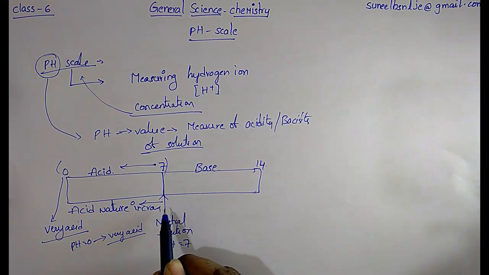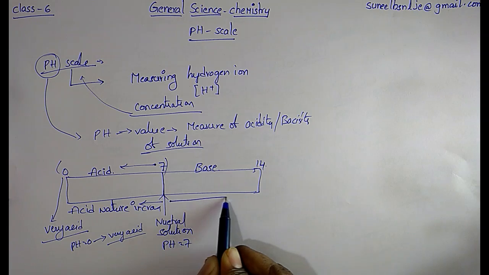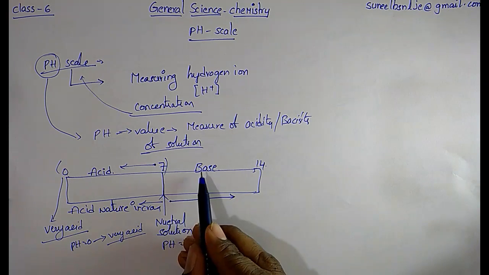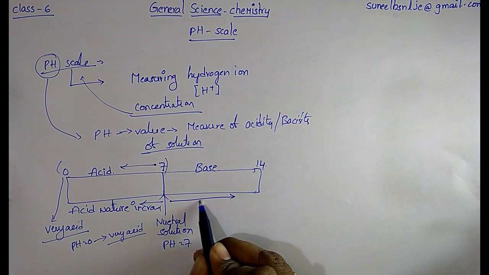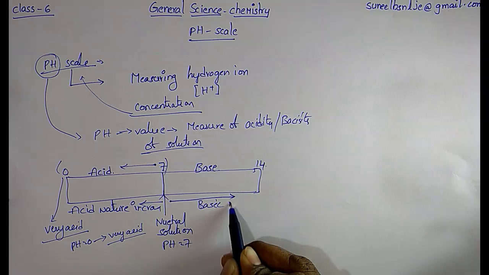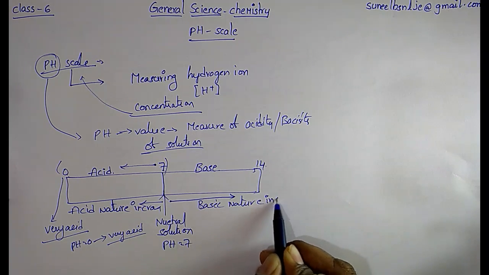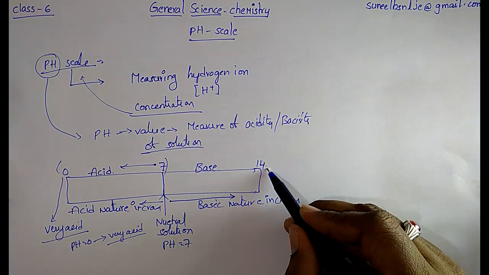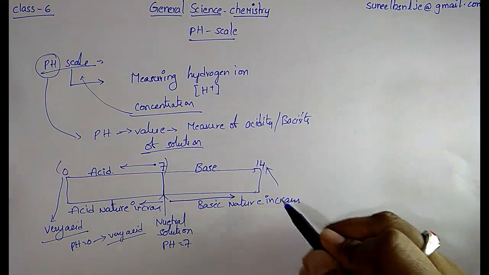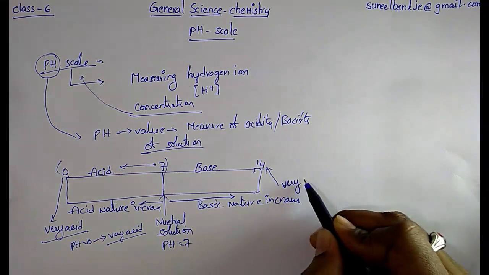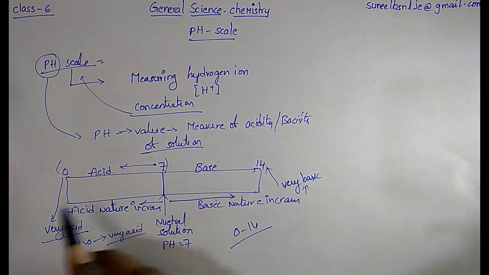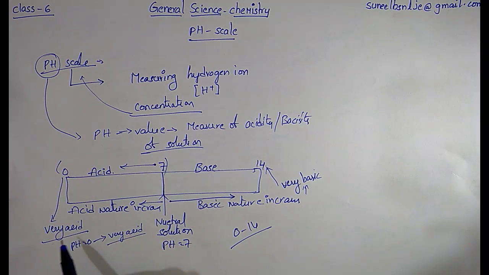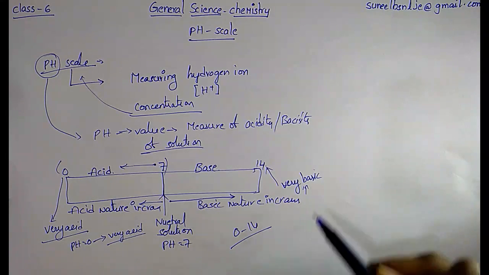Coming to bases, if the pH value is greater than 7, it is considered a base. And if the pH value increases, then the base nature increases. So we can consider pH equal to 14 as very basic. Once again, the pH value is generally from 0 to 14, where 0 is considered very acidic and 14 is considered very basic.